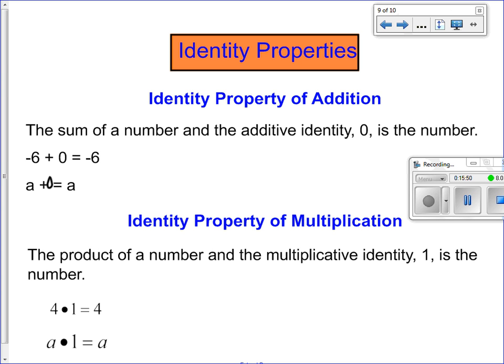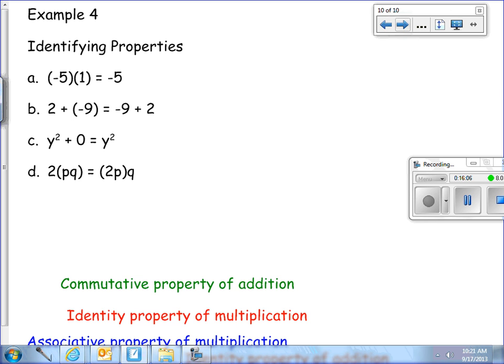In the identity property of multiplication, the product of a number and the multiplicative identity 1 is the number. 4 times 1 is 4. 8 times 1 is 8. In our example, I'll ask you to help me identify these properties in A, B, C, and D.